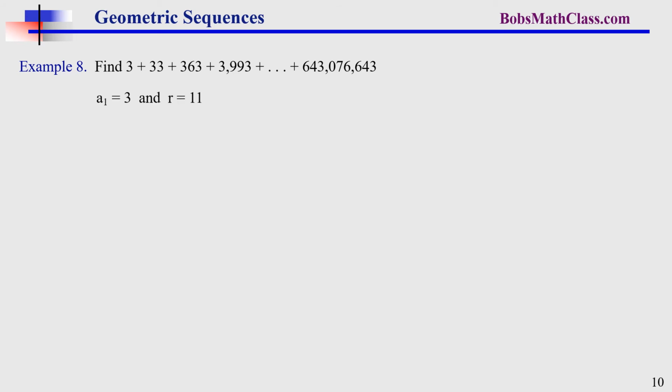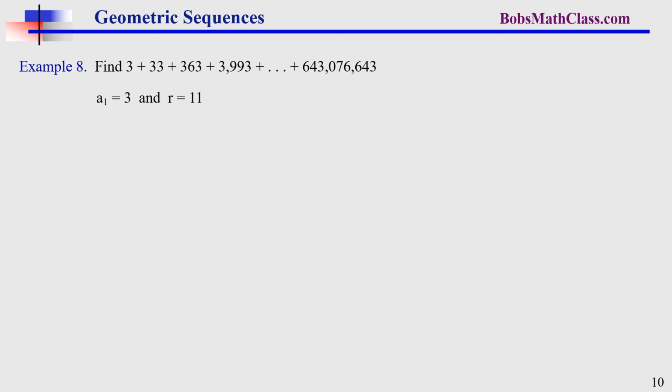Okay, it's geometric, so we know what A1 is. A1 is the first term, which is 3. And R is the common ratio, which is 11. What we need to find is how many terms there are, the number of terms.